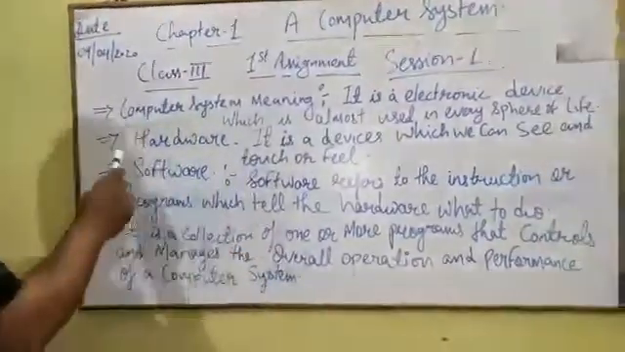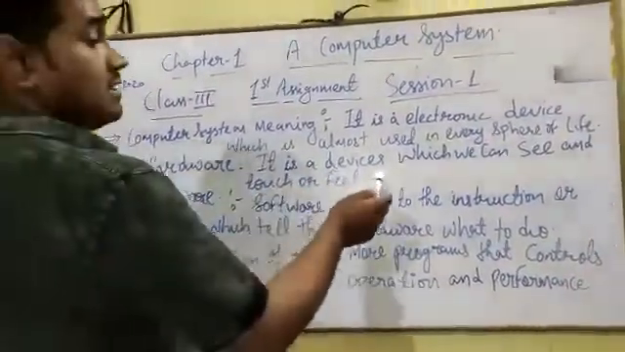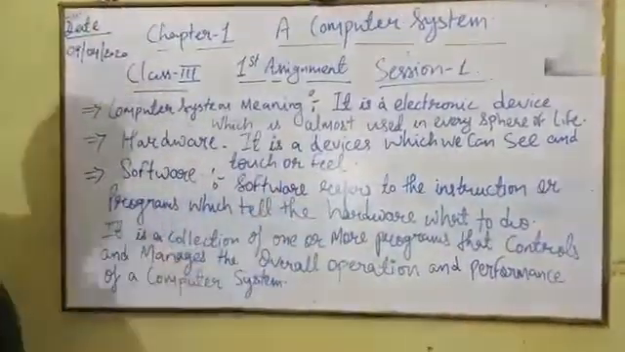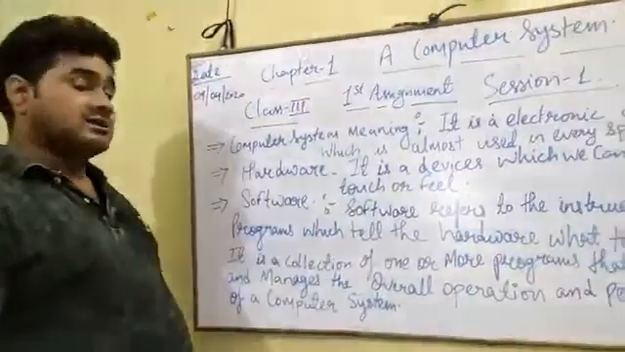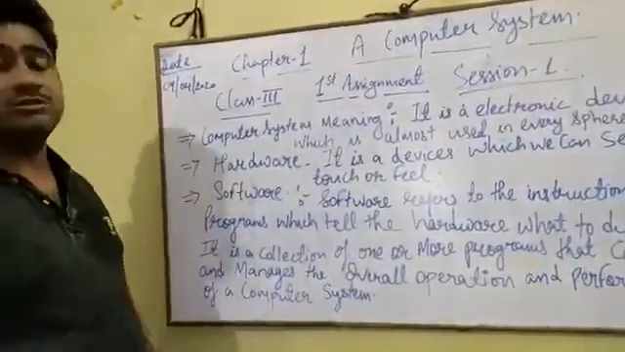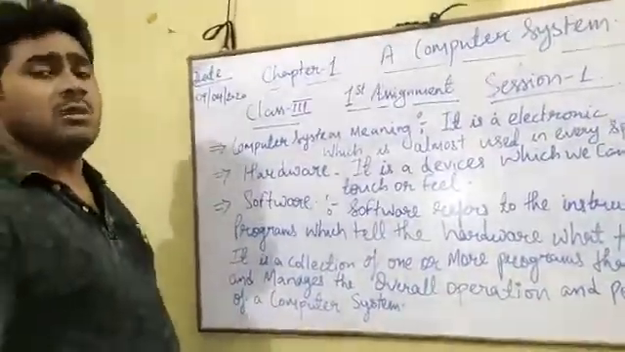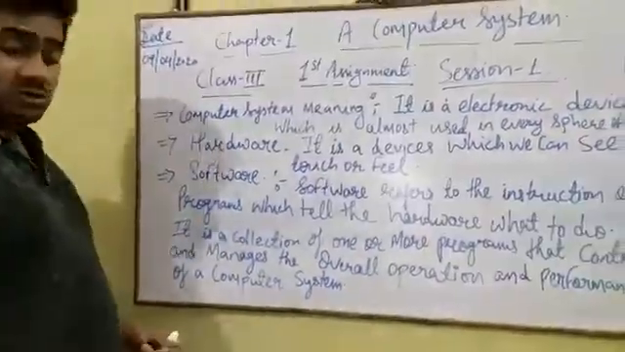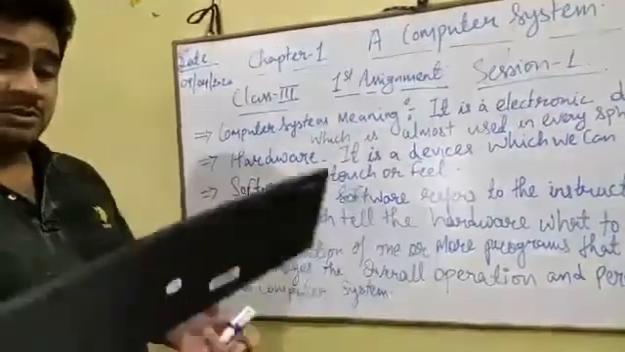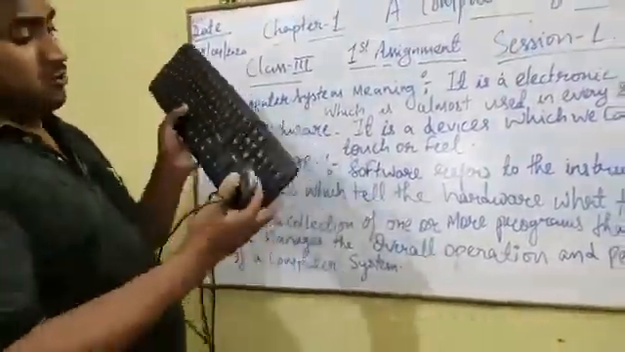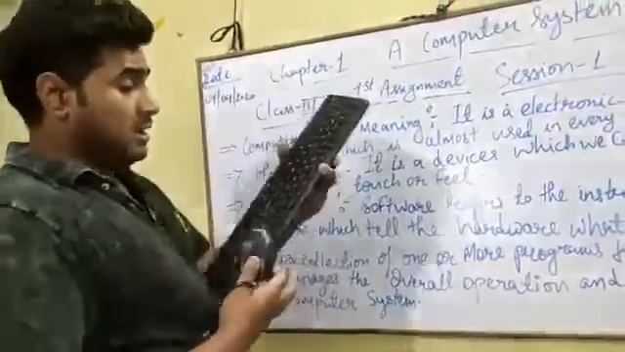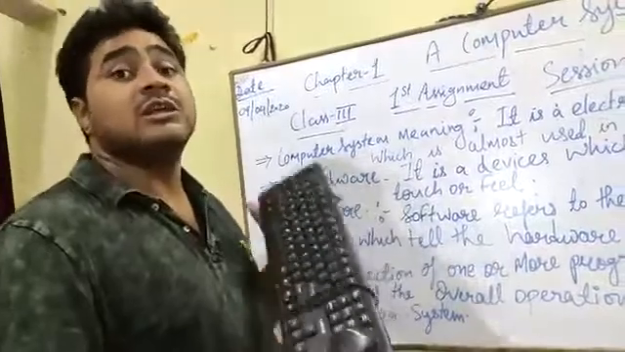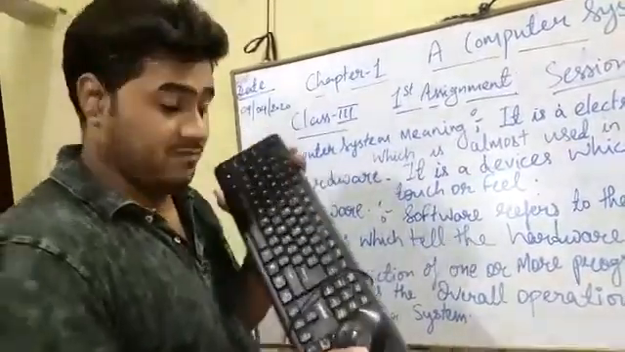Now next topic is your hardware. It is the devices which we can see and touch or feel, that is called your hardware. Example: monitor, keyboard, mouse, CPU, and many more. Now I will show you some examples. Now this is your keyboard, this is your mouse. Like this keyboard I can see, I can touch. That is why it is called a hardware.